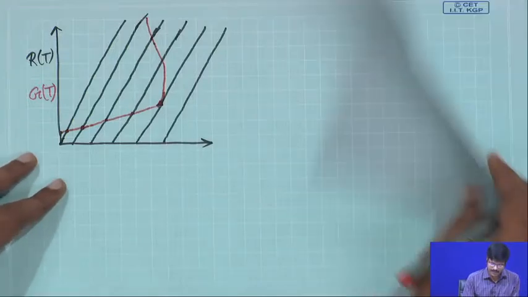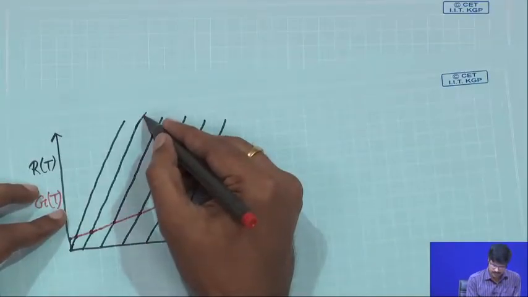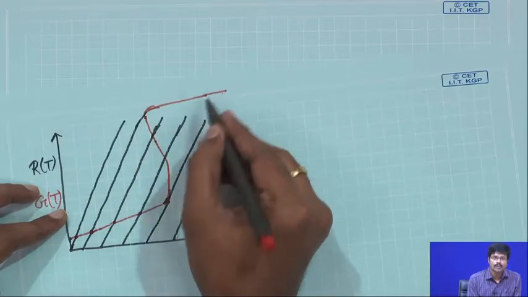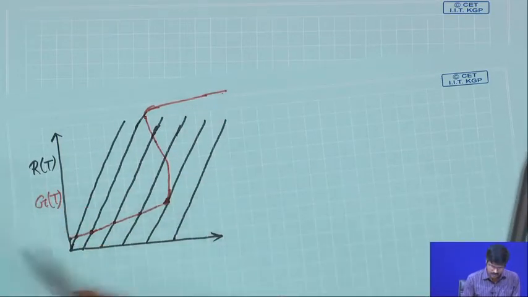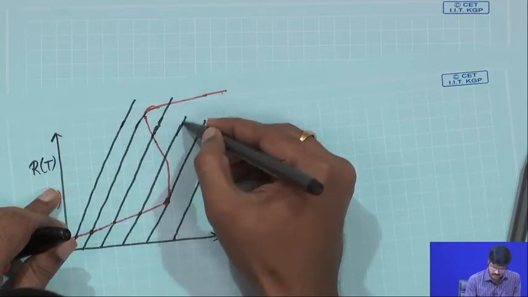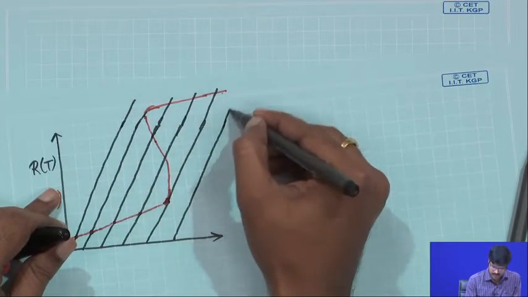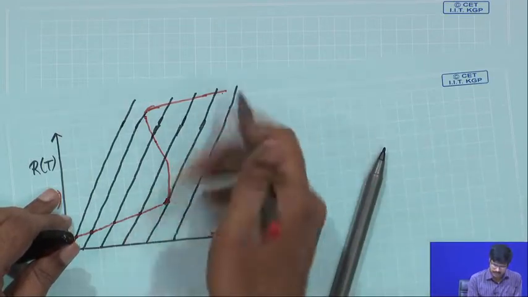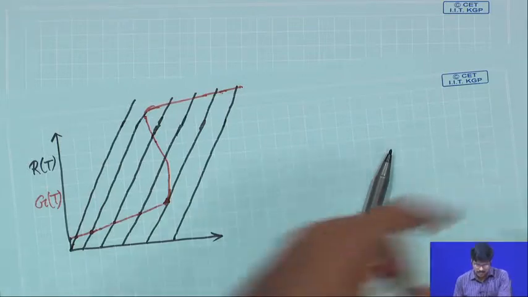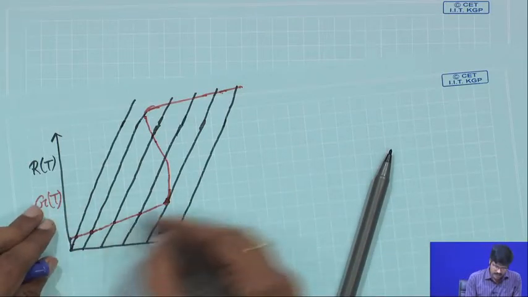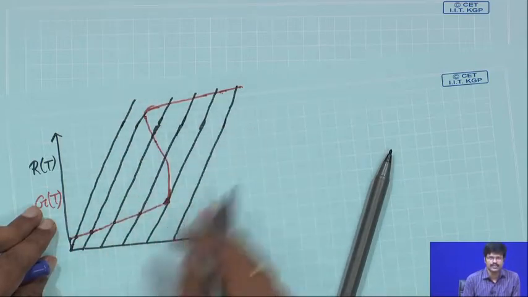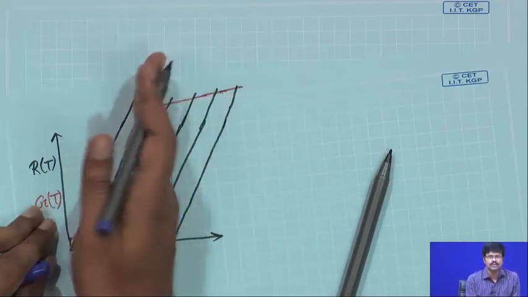Let it go like this. Okay. So, because this is not to scale, I just want to do it like this. Now, this curve, you know that this is a GT curve that crosses these RT lines. These are at different inlet temperatures.